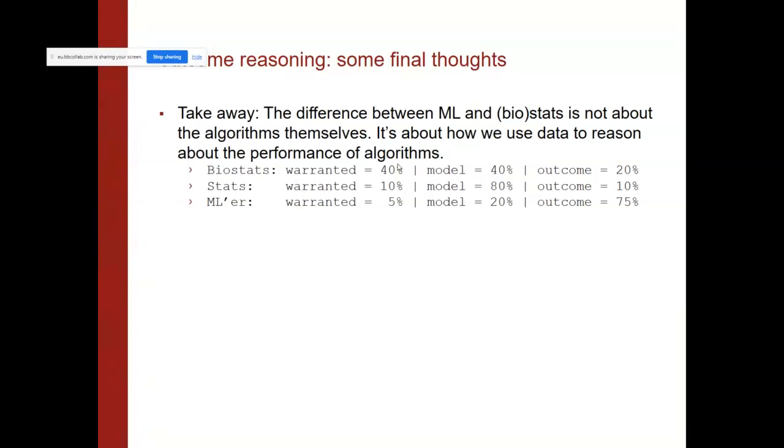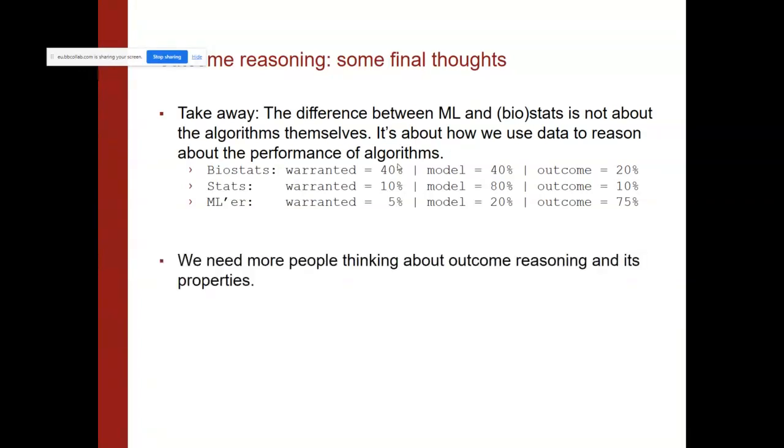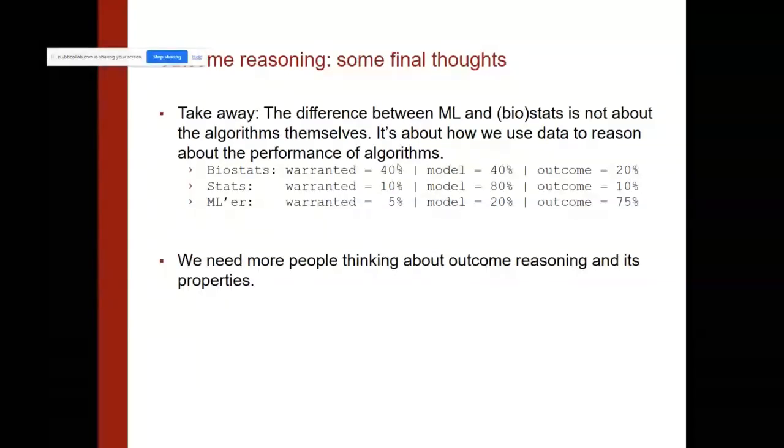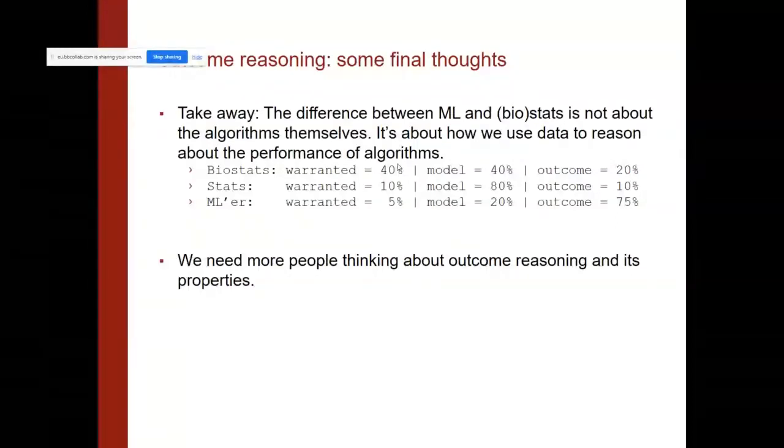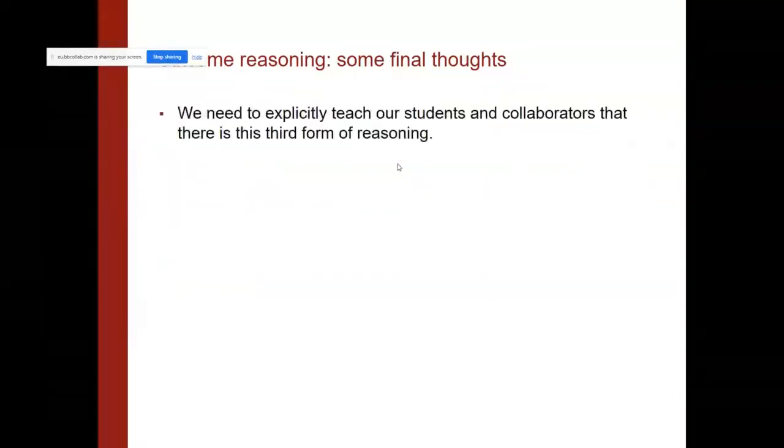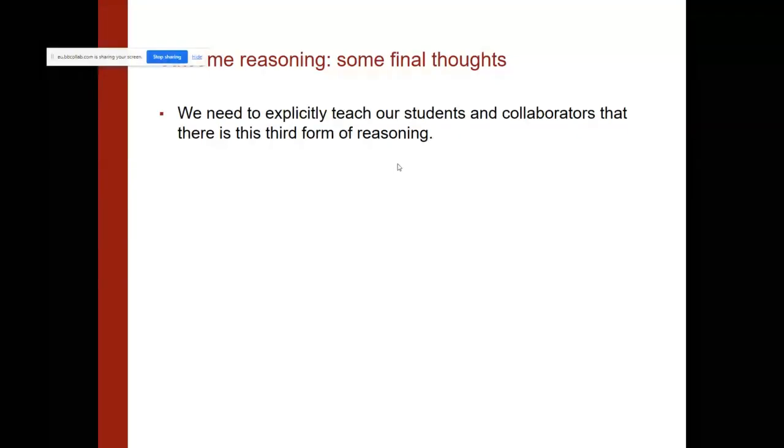And so it's really important for us to start thinking about outcome reasoning. This is the one that's not yet been fully described, and we don't have a good way of thinking about it. Since it is a part of everybody's bag, we really want folks to start thinking about its properties. The other thing we're focused on is that we need to start teaching our students and collaborators that there is this 3rd form of reasoning, and it does have properties.